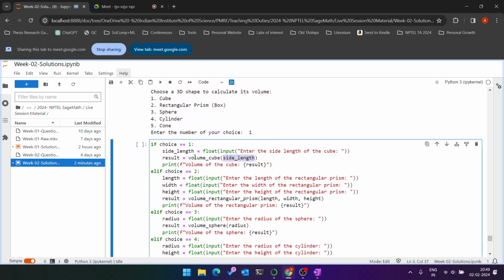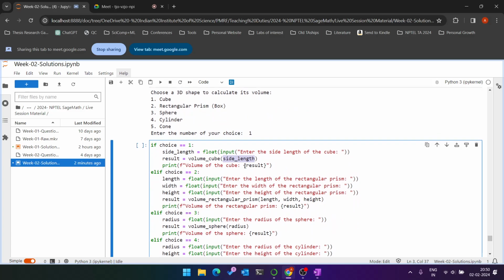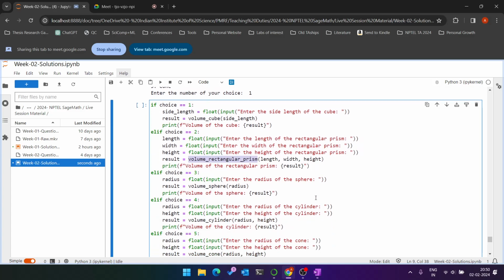Suppose my choice is 2, which is a rectangular prism. I ask the user to first enter the length, then the width, and then the height of my rectangular prism. Use these three to calculate the total volume of this rectangular prism and output that.